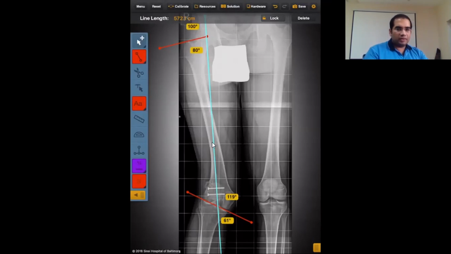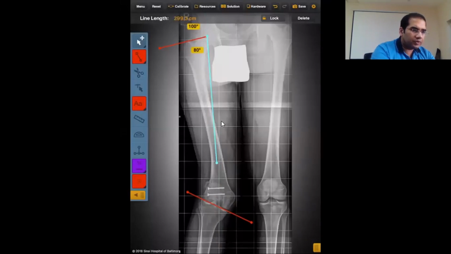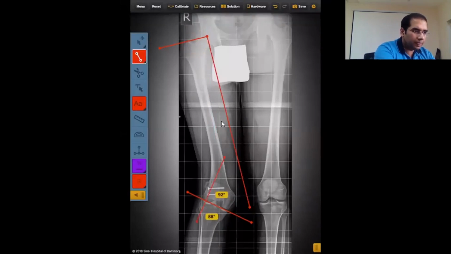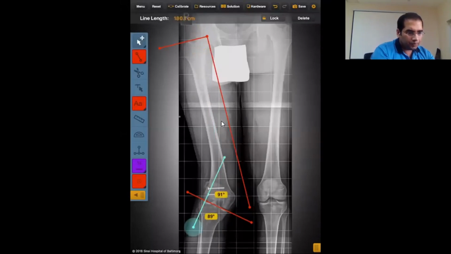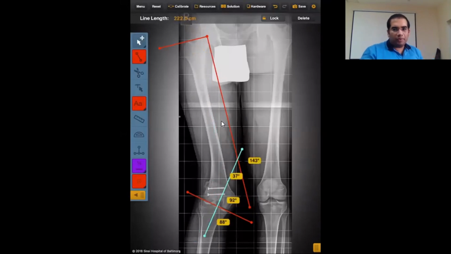So what are we going to do next? We are going to draw our reference lines. Okay, the first technique was, we're simply going to draw a line at 90 degrees, and then we're going to draw another line at 88 degrees. This will give us the location of the deformity. Okay.